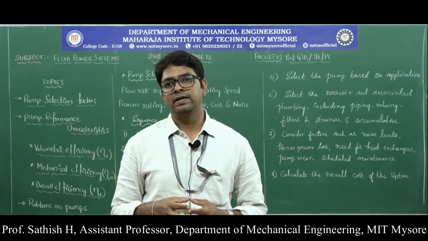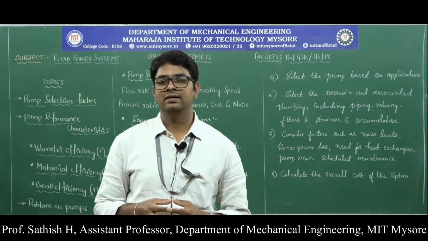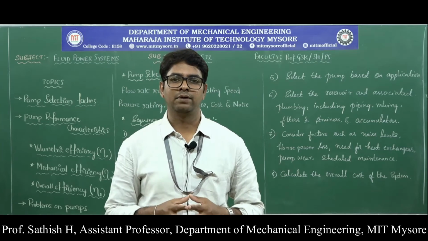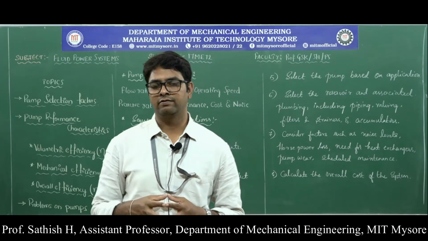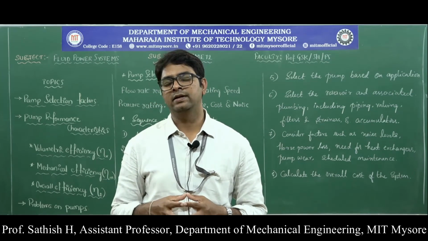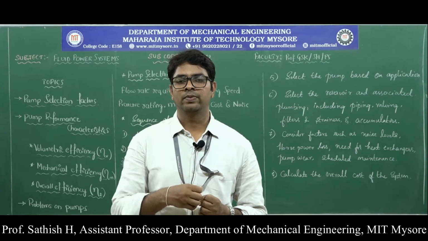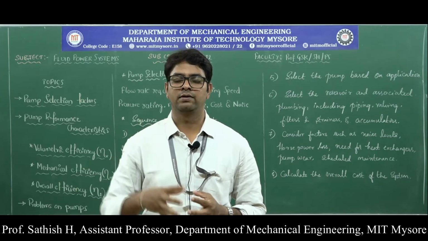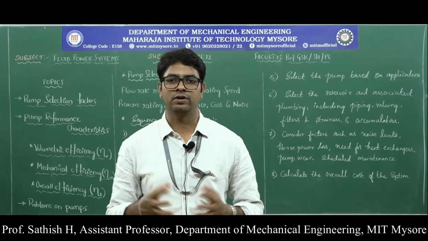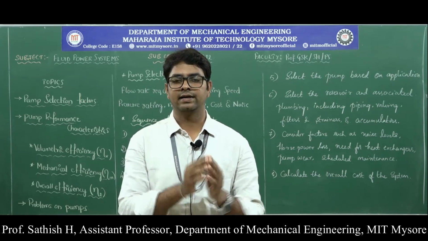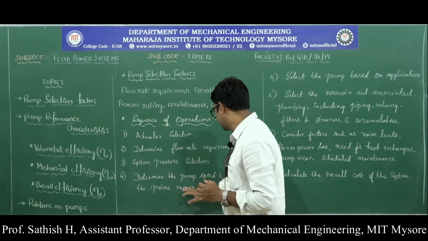Along with the speed and the flow rate requirements, you can decide the volumetric displacement of the pump. That means how much volume of fluid is going out of the pump per revolution. This in turn decides the size of the pump, because volumetric displacement is directly proportional to the size of the pump. So that is the next factor we have to consider here.